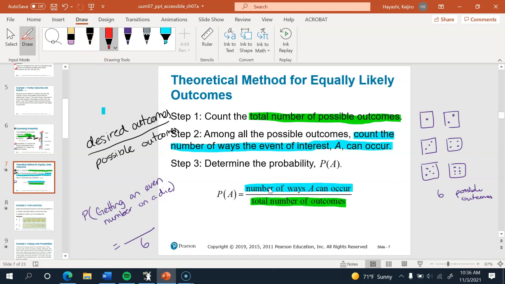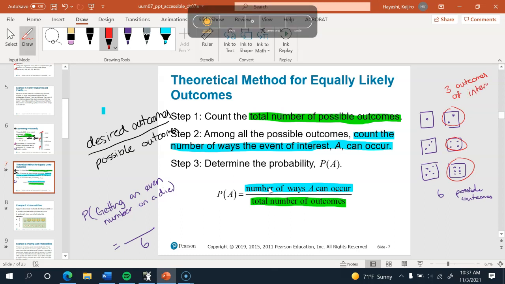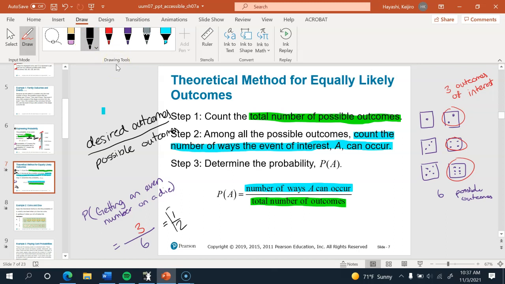Now, if you're talking about your outcomes of interest, you're interested in the probability of getting an even number on a die. So that's even, and that is even. So there are 3 outcomes of interest or 3 desired outcomes, if you are interested in the probability of getting an even number when you roll a die. So that number is 3, that goes on top. And so 3 over 6, that comes out to 1/2.